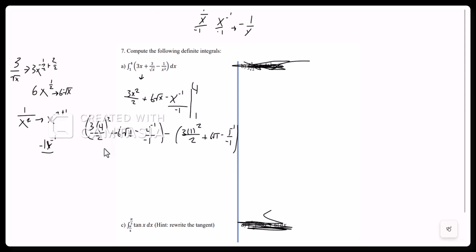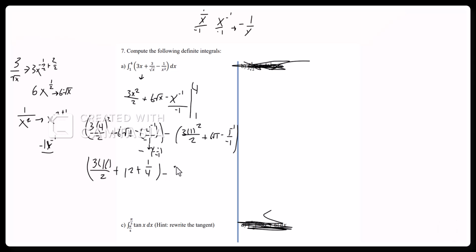So by saying this is positive, this is going to be 3 times 16 over 2, plus 12, minus 1 over 4. Or it's actually going to be positive, because when you put this in parentheses, this is going to equal negative 1 over 4. So because this is negative 1 over 4, this is going to be negative times the negative, which is just going to be a positive. Put this in parentheses.